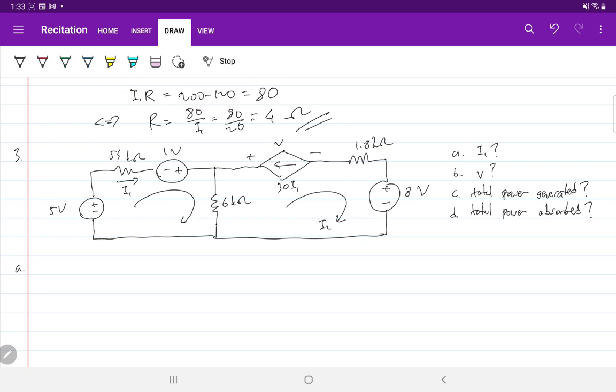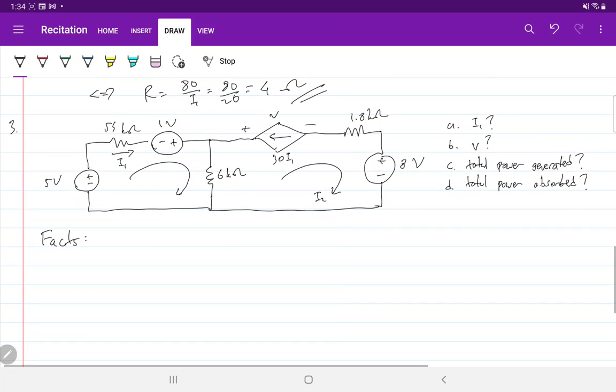But what is I2 there? We know that I2 is the current flowing clockwise here. But we know that the current given by this dependent source is 30I in the opposite direction. So, facts, things that we know: I2 is equal to minus 30I.